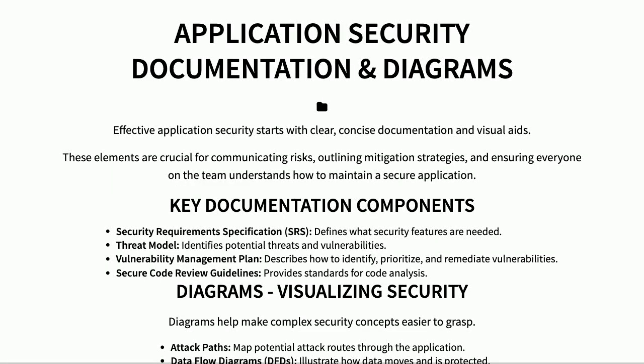Let's talk about how we document and visualize our work as application security engineers. Good security starts with clear communication, and that begins with robust documentation. We need to outline exactly what security features we're aiming for in a security requirements specification, essentially defining the rules of the game. Then, a threat model is vital.